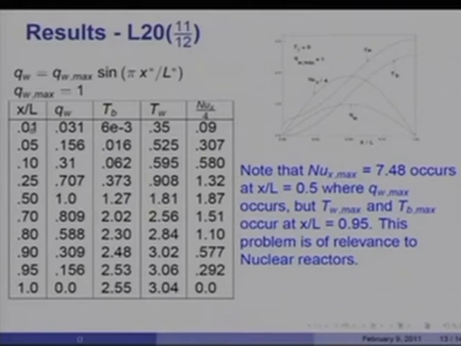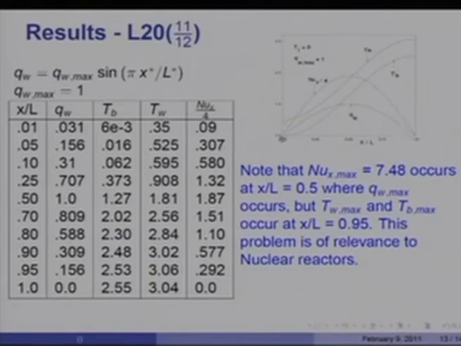So, you can see the first column here, and I have taken q wall max equal to 1 for convenience, and x by L values I have taken are these from 0 to 1. The heat flux of course according to the sine function would vary in this fashion. It reaches maximum of 1 at x by L equal to 0.5, and then again drops down to a 0 value. So, that is what has been shown here, that the T wall is given in this fashion. Notice how T bulk varies.